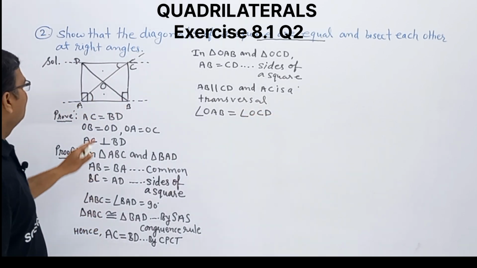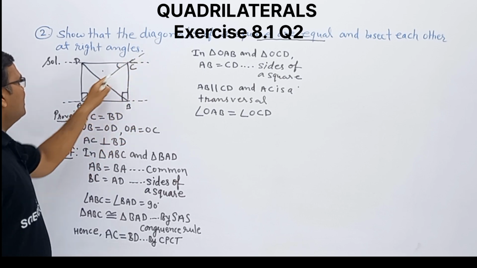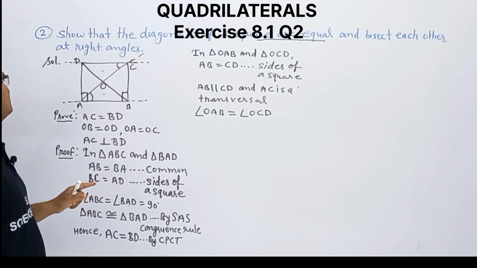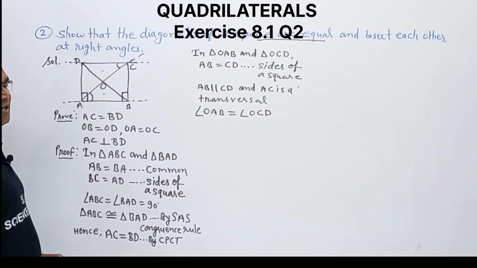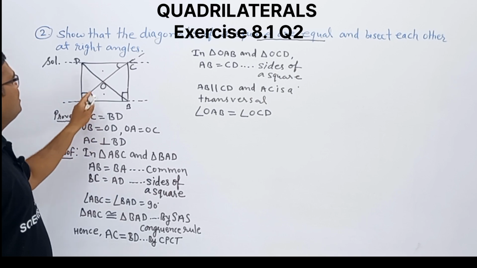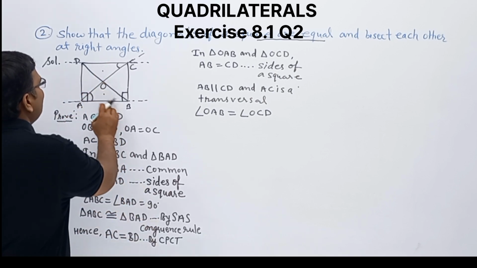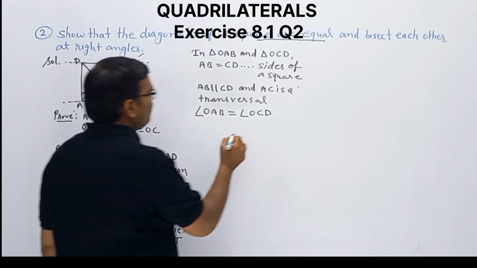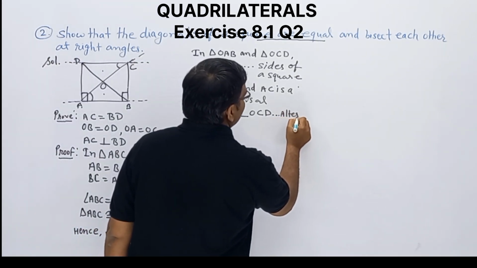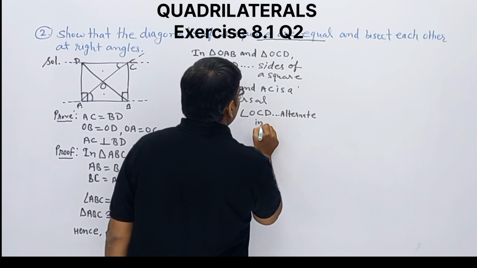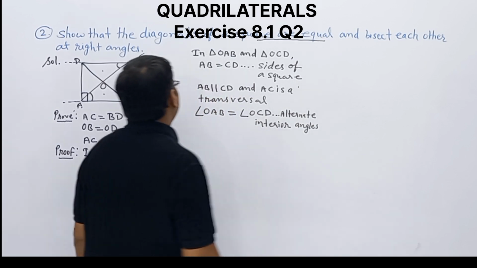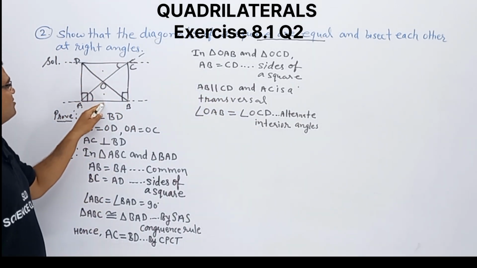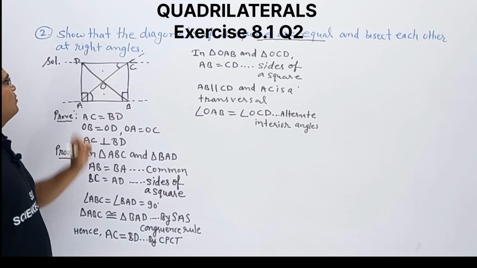OCD. Observe carefully. These two are parallel lines and this one is intersecting them, a transversal. Then this and this one are alternate interior angles, and alternate interior angles are equal. So angle OAB will be equal to angle OCD. Why? Alternate interior angles are equal. Clear? So in these two triangles, this side is equal to this one and this angle is equal to this one.